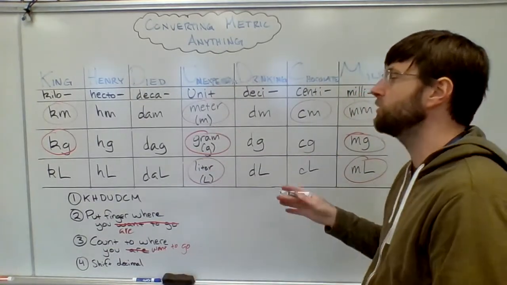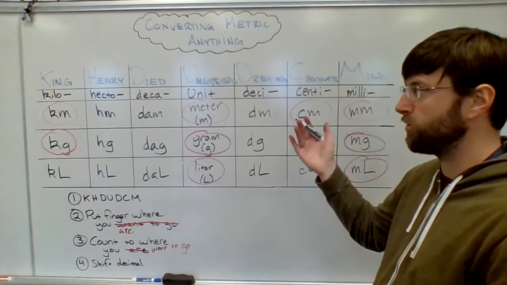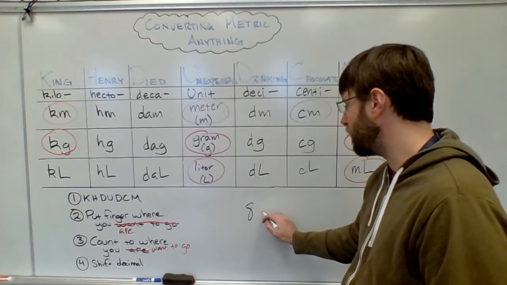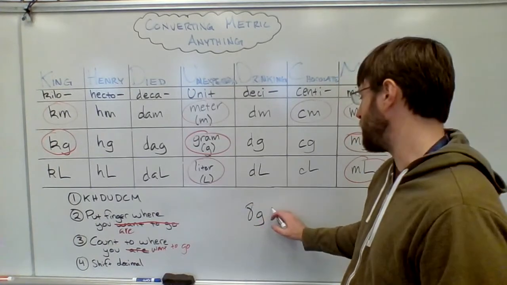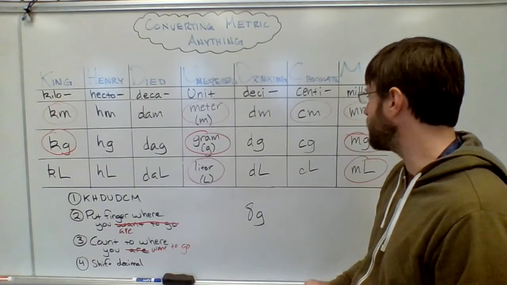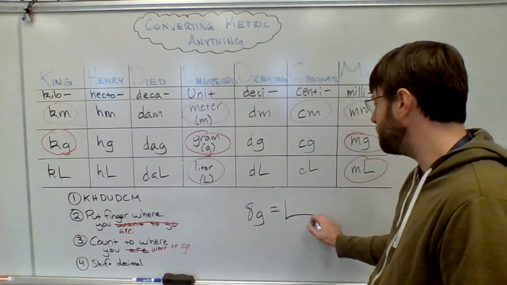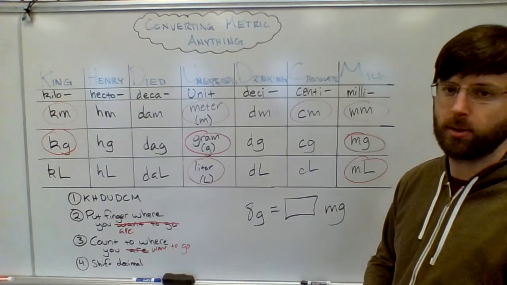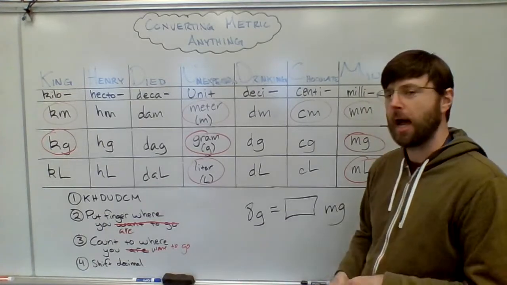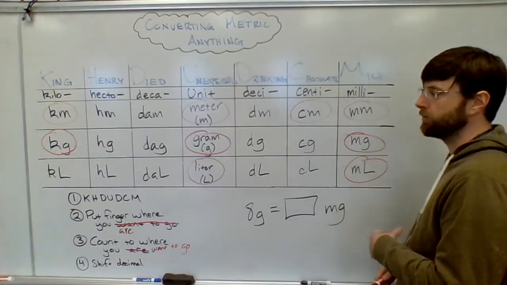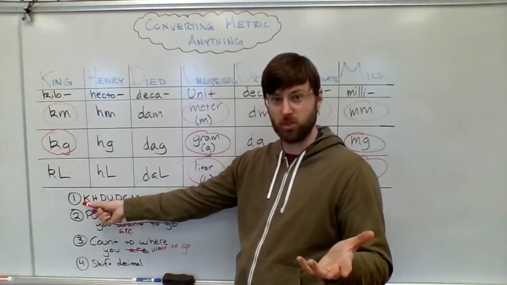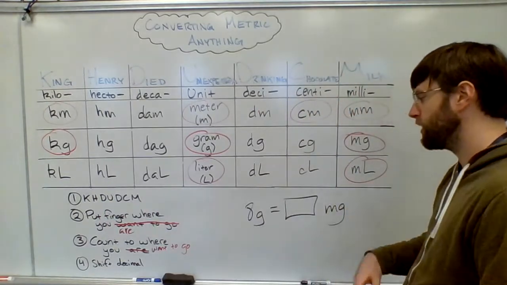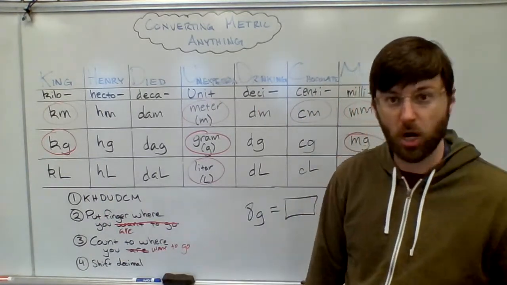So what we need to do is have a problem to start with. Let's say that we've got something like 8 grams, and we're trying to figure out how many milligrams that is. To solve this problem using this chart, I need to be able to write just the first letter of King Henry died unexpectedly drinking chocolate milk, and then I need to put my finger on the unit I'm starting with.